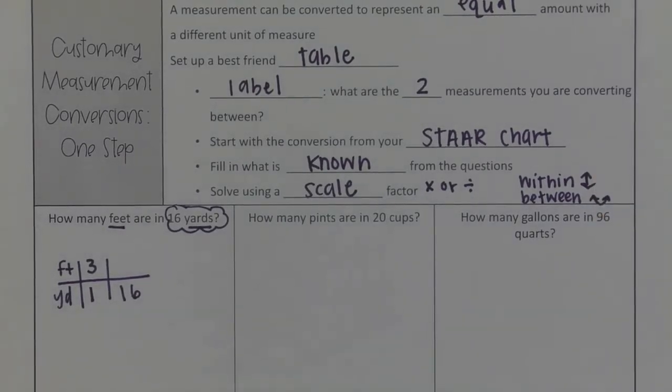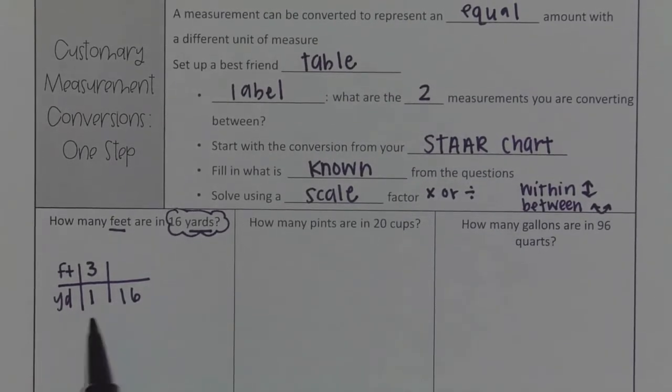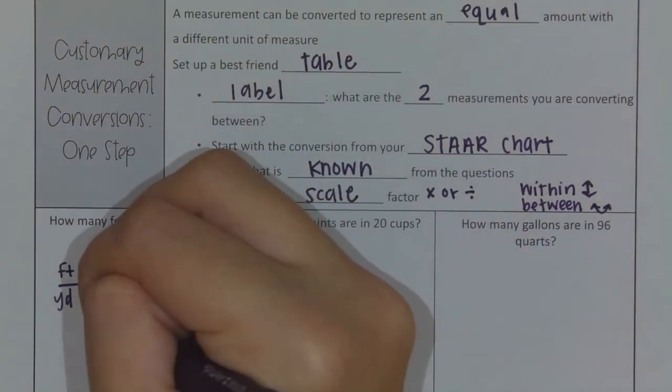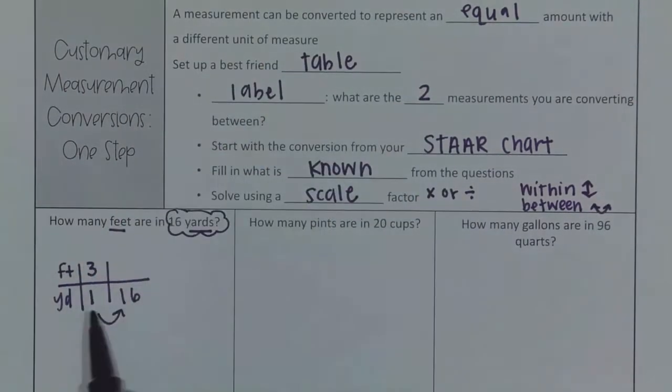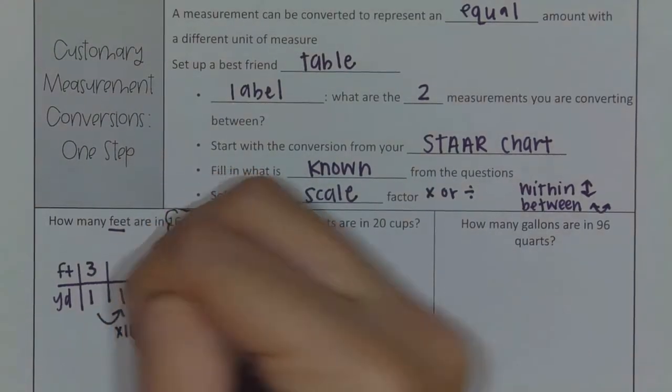So the beautiful thing about conversions is a scale factor is always going to be obvious because you're always going to have a unit of 1 somewhere. So I see 1 yard. So I could use either scale factor. I could go from within and go from 1 to 3, or I could go between and go 1 to 16. I'm just going to go between because I got a little bit more room. So my scale factor to take me from 1 to 16 is times 16.